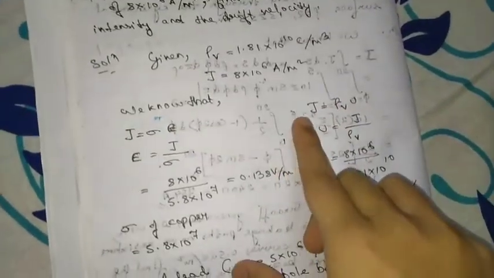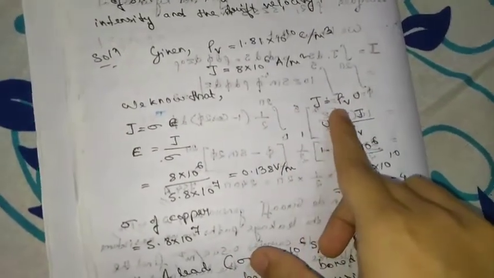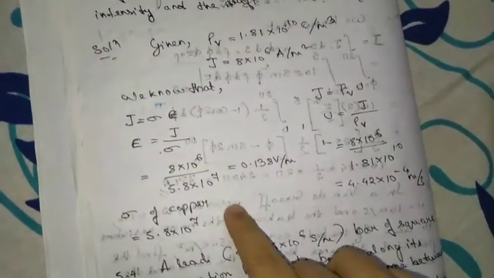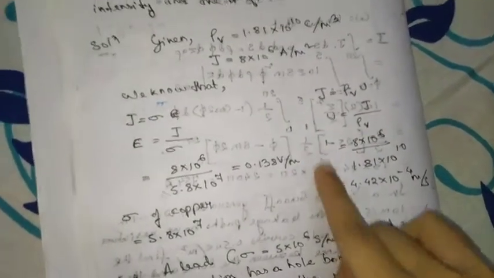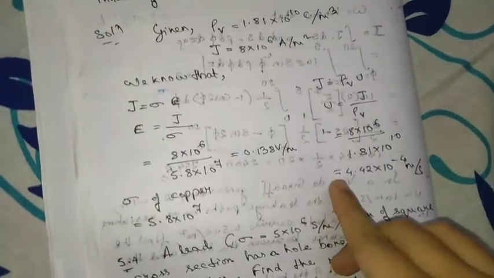Again, the current density formula is volume charge density into drift velocity. We know the value of J and also the volume charge density. This way we will calculate the drift velocity, and we get the drift velocity 4.42 into 10 to the power minus 4 meter per second.